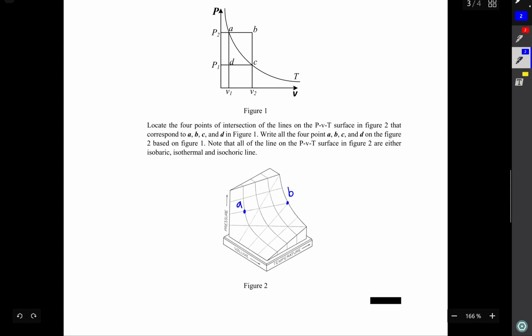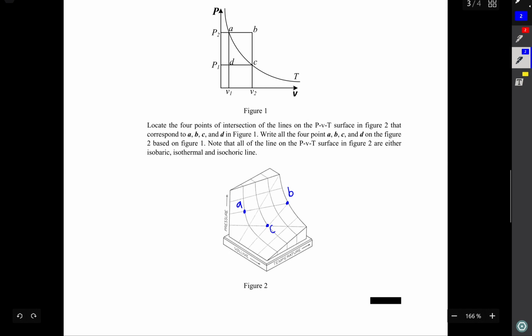Why? Because A and B are related at constant pressure, and B and C at constant volume. So C should be somewhere there. But there's a catch: for A and B, maybe you can put it either here or there. So let's say you just put it there.